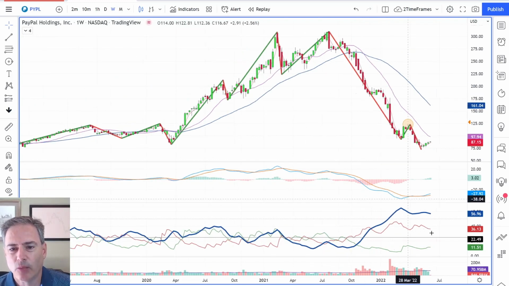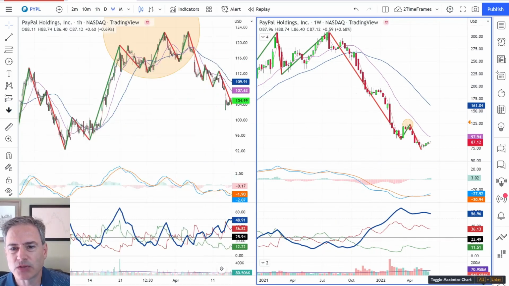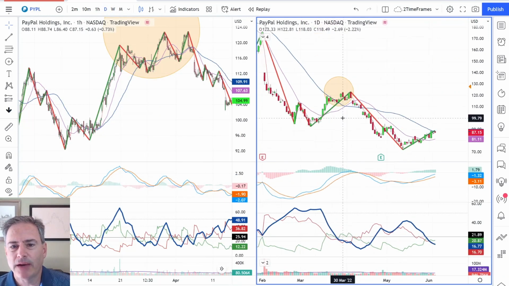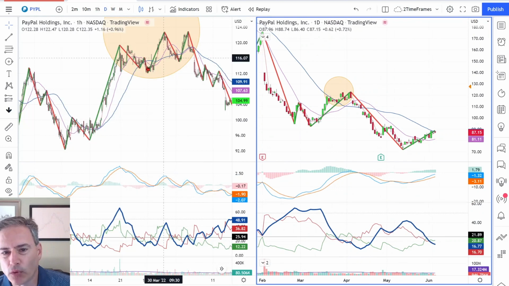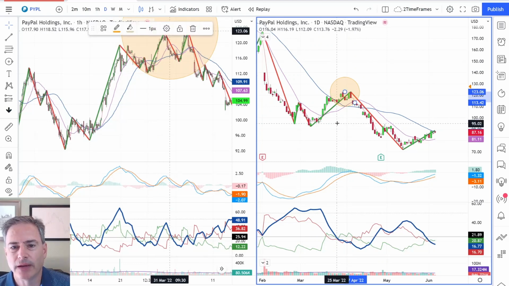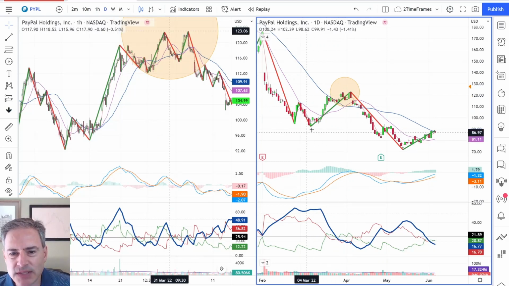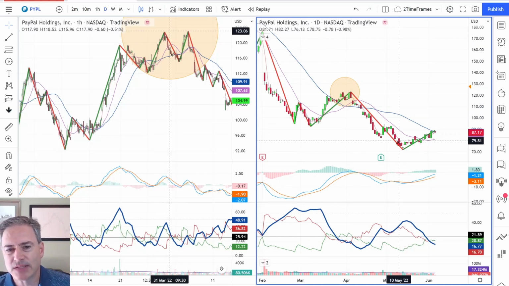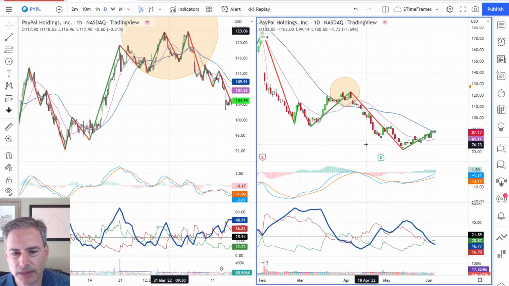So what I want to do now is split the screen and switch this to a daily, and we've got our 2 time frames. I've got the daily chart up in the area. I'm going to move this just a little bit, okay? So as this is moving up on the daily chart, I know I've got a setup developing on the weekly.